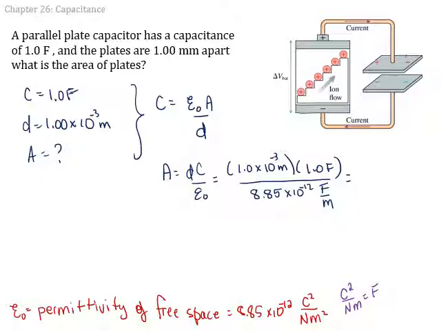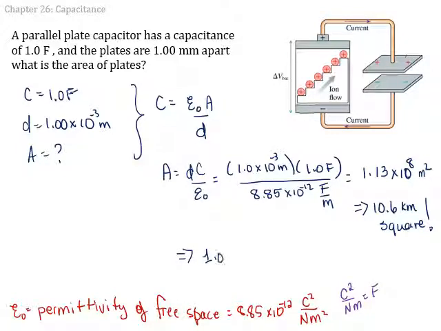When we run this through the calculator, what we get is 1.13 times 10 to the 8 meters squared. So let's pause and take stock. Is that a sensible size for a capacitor? If those plates were square, they would be 10.6 kilometers on a side. I would have to say, no, that's not the least bit sensible. So my conclusion here is that 1 farad must be very large.